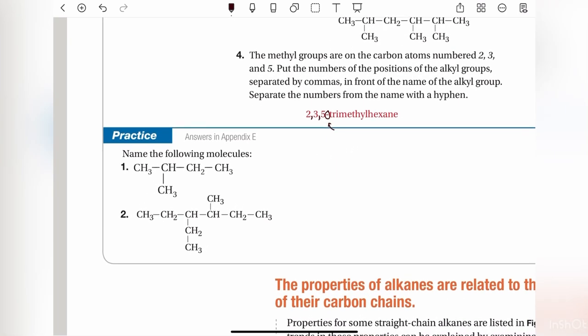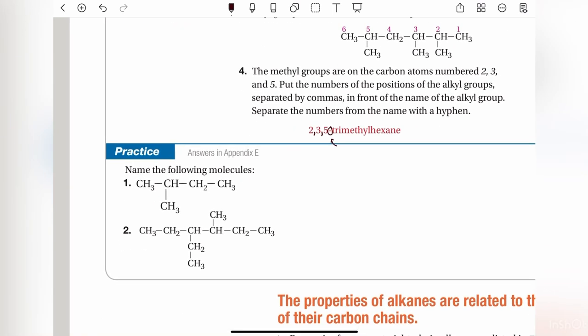Now we have 2 practice problems to solve on our own. Feel free to pause the video and try them using that table with rules and steps for naming simple branched alkane compounds, and come back when you're ready.